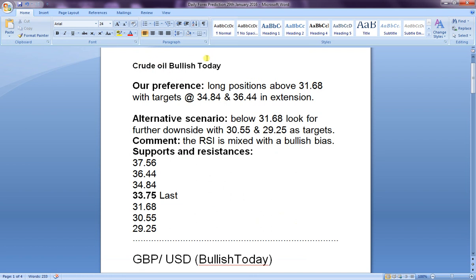Alright, coming to crude oil, it is also bullish today. Take your long position above 31.68 with targets 34.84 and 36.44 in extension. Alright, the RSI is mixed with a bullish bias, so in my opinion it's 70% bullish. So be careful. Do not place any sell orders on your terminal. So look for opportunities, and you can find something bullish today.